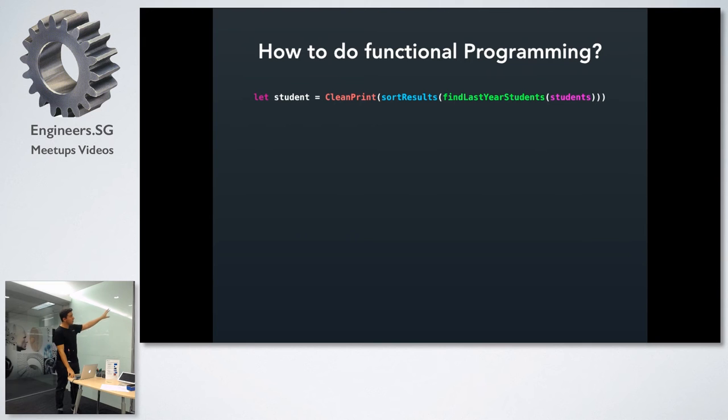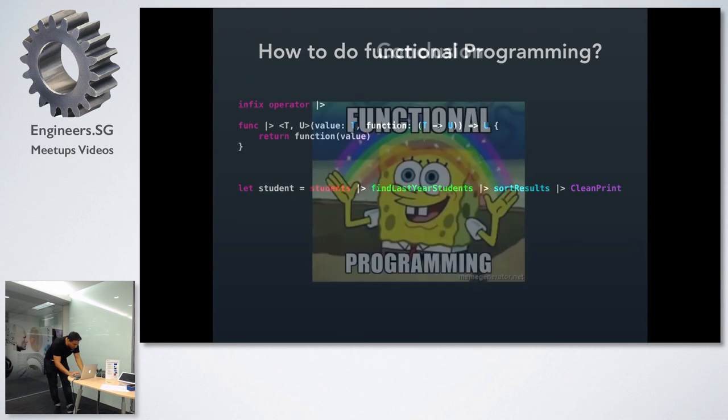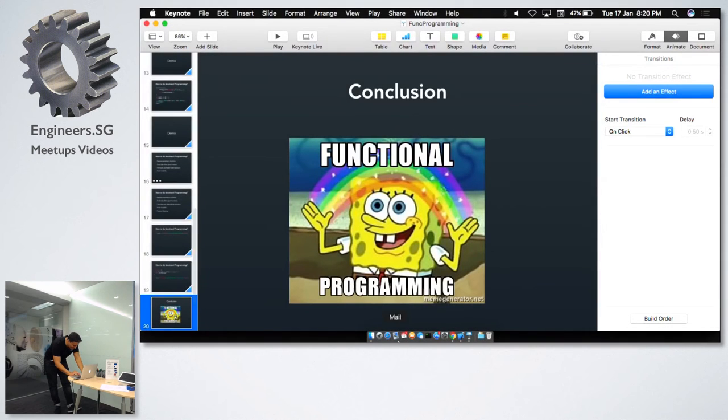It's kind of hard to look at in this way, which is what the custom operator is used for. In Swift, we can define our own custom operator, with which we say this is a student and then find the last year and so on and so on, which is part of the functional composition of this lesson. Let me just do it before I go to the conclusion.